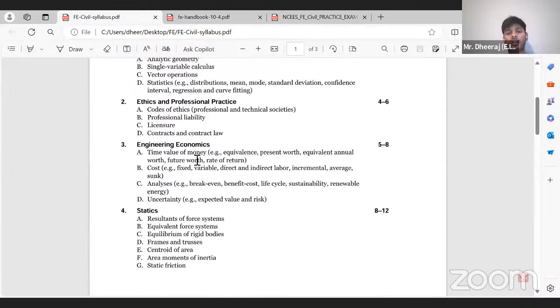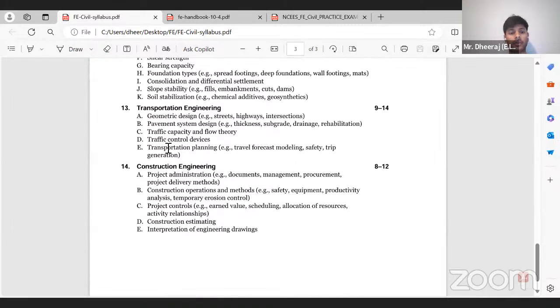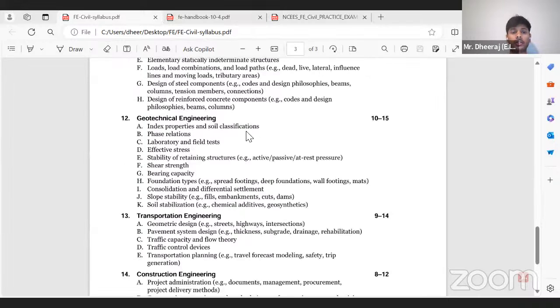Like I told you, this is the same approach for how to use the handbook. The same approach applies for structures, geotechnical, transportation, construction engineering. There is no difference, so I'm not explaining each and every subject and how you proceed. The same process. And here again you see geotechnical, which is going to be like 10 to 15 questions.